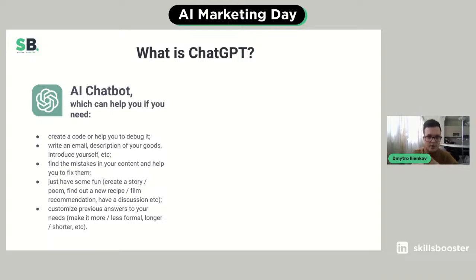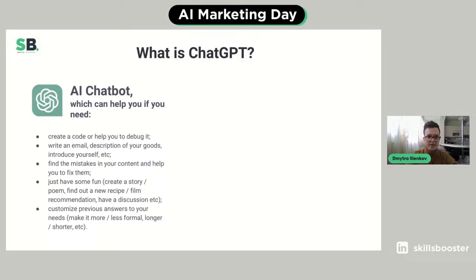ChatGPT allows you to create code or help you to debug it. You can send any code to it, and it will help you to find some issues in it or maybe improve it. Also, ChatGPT can help you with writing an email, a description for your goods, introducing yourself, so create any text you need. Also, it can help you with finding mistakes in your content, maybe fix some issues in it. Also, you can have just some fun with ChatGPT. For example, create a story, poem, find a new recipe, synonym, etc.